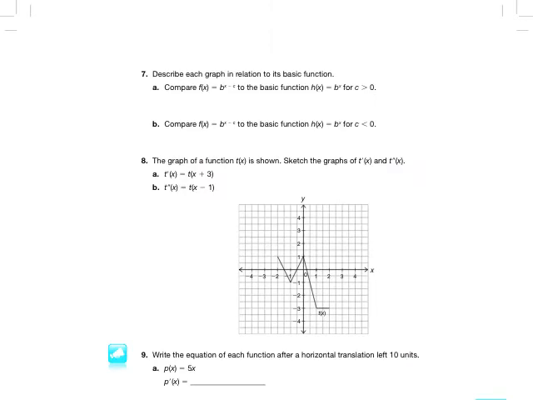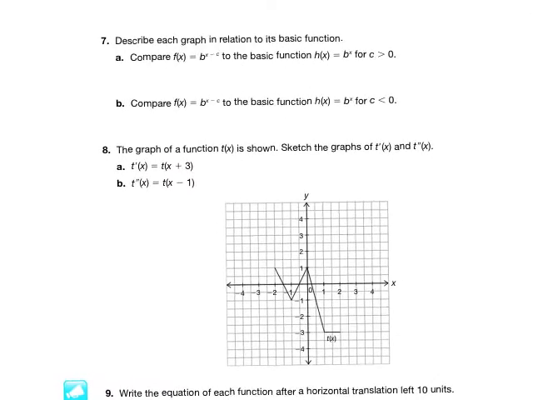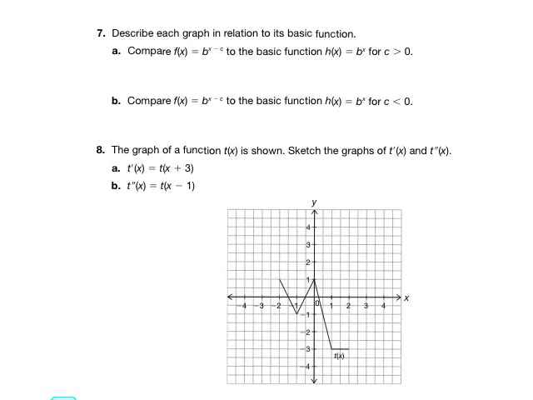All right, number 7, okay? Describe each graph in relation to its basic function. So we're going to compare f, which is b with some number minus some other number, to the basic function b of x. The idea here is b of x is the basic function, h. This is the basic function, which probably makes this kind of shape.